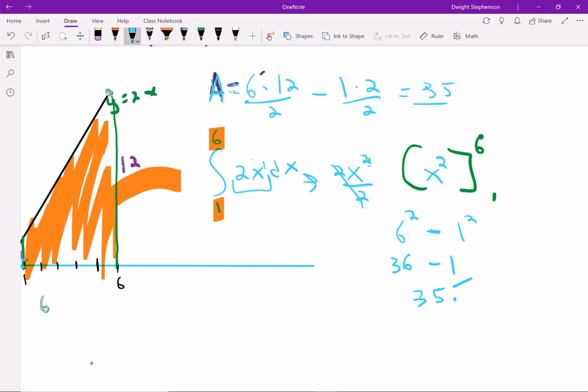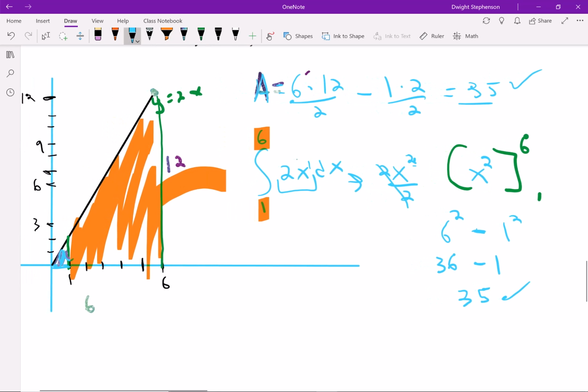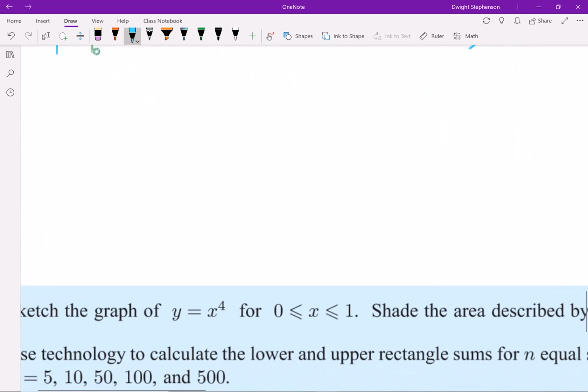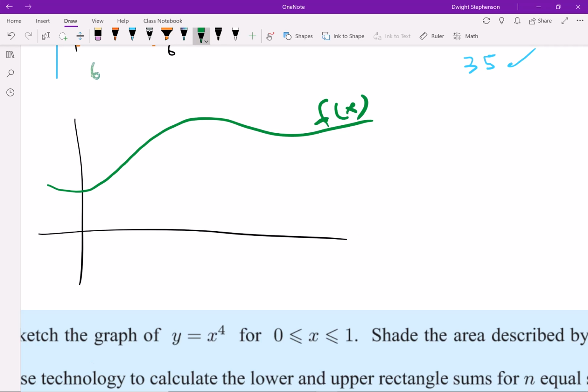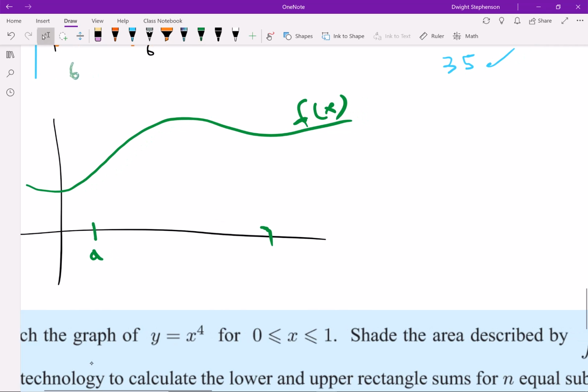And you can see that it does give you the same area as you would if you'd used a geometric formula. And this is actually true for any function whatsoever, right? So let's just draw a graph here. Let's say this is my function f of x, right? Notice the little f. And let's say we go from a to b, right? So we're trying to find this area.